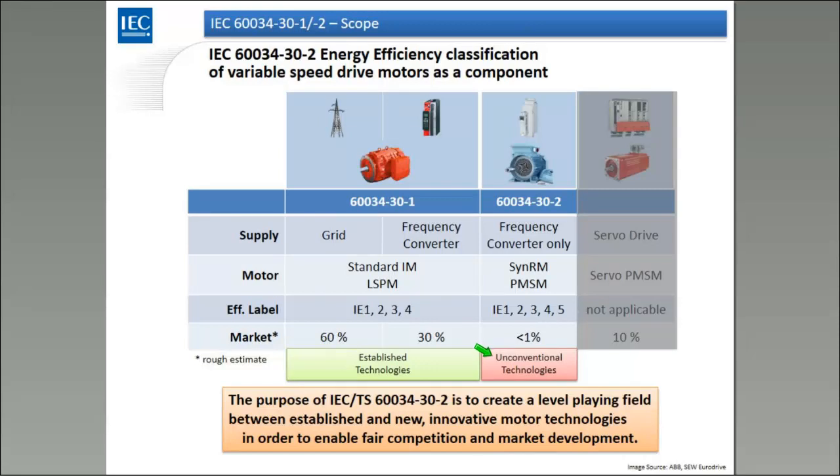Basically, it's unconventional technologies, new motors. That was the idea when we created that standard. We wanted to have an equal level playing field where all the motors could be compared and rated in an efficiency label. That was the basic idea here. You see the efficiency labels 1, 2, 3, 4 that we have for the grid-rated motors, and 1, 2, 3, 4, 5, the new one, 5, which is reserved for the motors that are for frequency converters only, so to speak, the new motor technologies.